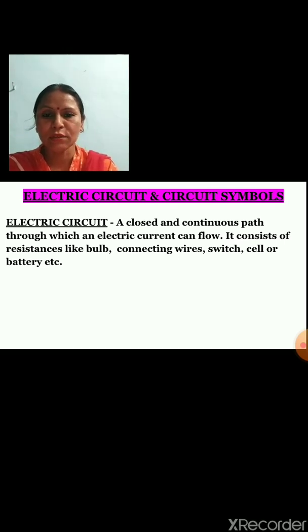In 10th class also you have the same topic, electricity, and the definition of electric circuit is: electric circuit is a closed or continuous path through which an electric current can flow. It consists of resistances like bulb, connecting wires, switch, cell or battery, etc.